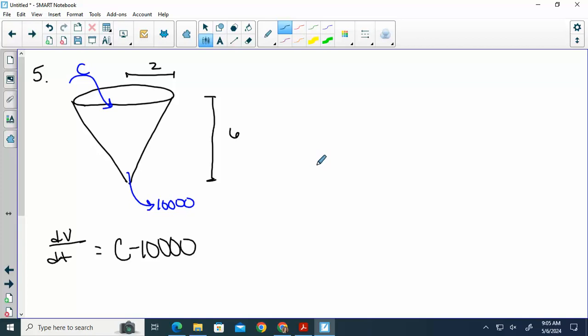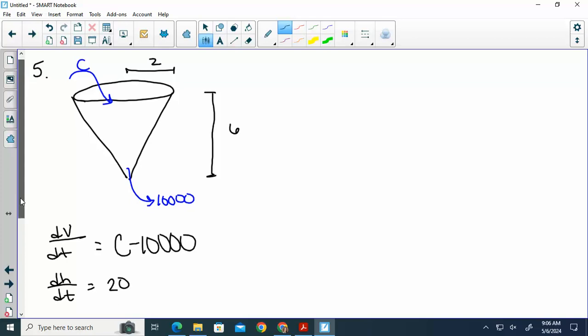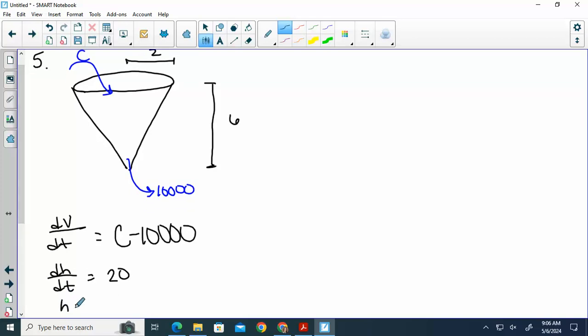If the water level is rising at a rate of 20 centimeters per minute, what would that be? Any rate is something in terms of time. It's talking about the height. It's rising, so it's a positive. At the instant when the height is 2 centimeters. Find the rate the water is being pumped into the tank. So we're looking for C.